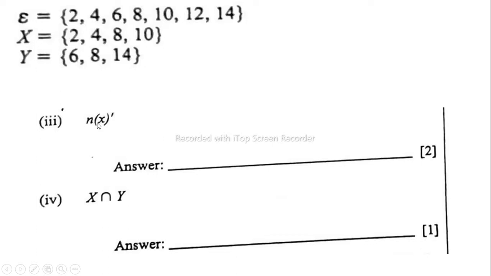The number of X complement. The number of elements in the universal set besides X. Besides X, yes. Now, to be honest, I don't know why they use a small x. They should use a capital X. It seems like this is a mistake. So it's supposed to be like this, capital X complement. But even that I don't like, because it's supposed to be inside of it.